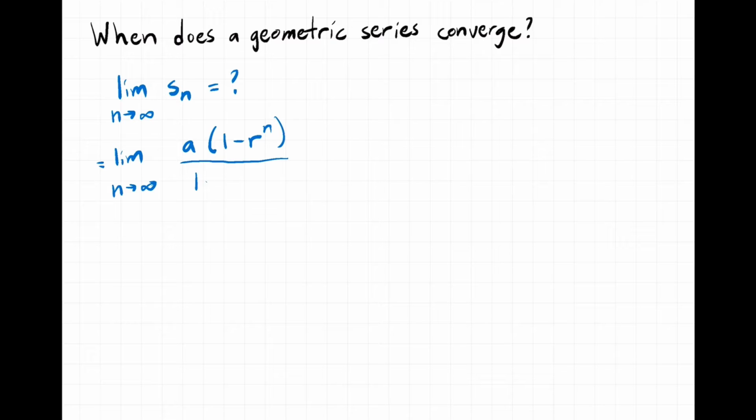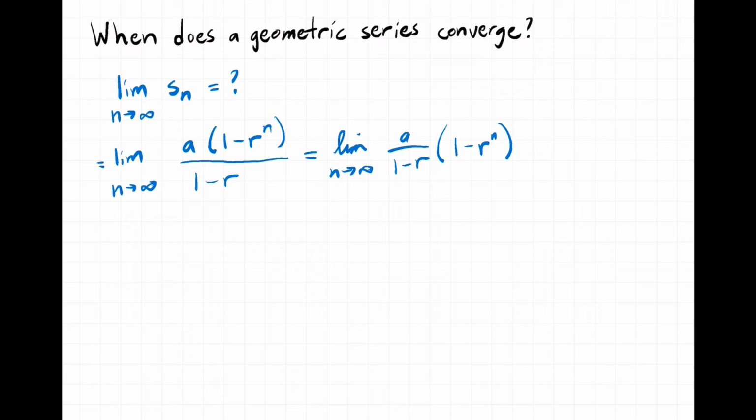over 1 minus r. Something very important to note here. This is a limit in terms of n. That means that a and r are fixed. They are constants as far as we are concerned. The only thing changing is n. So in fact, perhaps I'll just clean this up a little bit. I'm going to factor out that a over 1 minus r, that is itself just a constant. And I'm only going to worry about 1 minus r to the n, the limit as n goes to infinity.